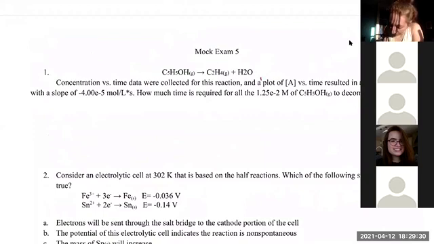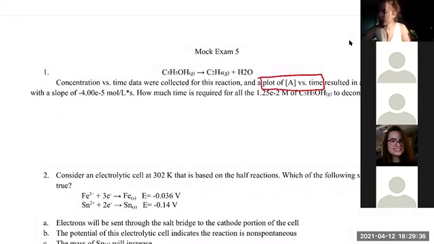We have a plot of just the concentration versus time. It produces a straight line, which means we're dealing with zero order. And it has this slope, and it's asking for the time. All right, so we know that this is zero order, so I'm going to write out their integrated rate law here.